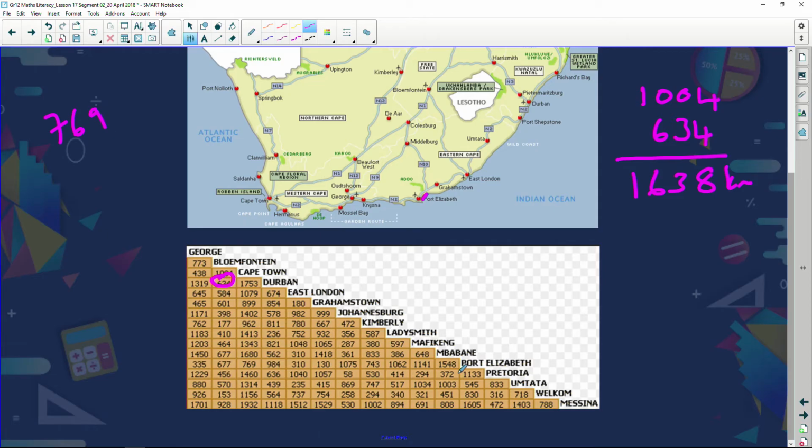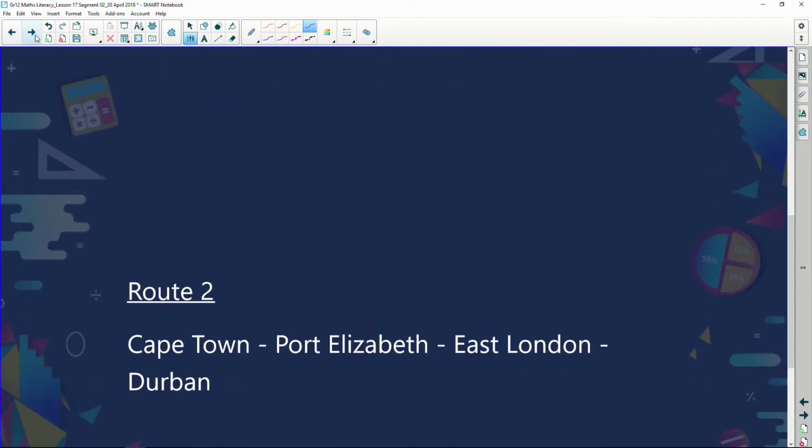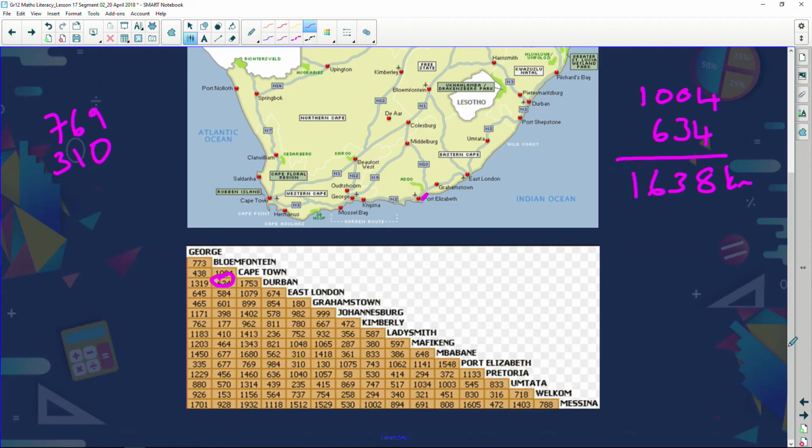Then we're going from Port Elizabeth to East London. East London runs down, Port Elizabeth goes across, and it's 310 kilometers. Now, from East London, we said we are going straight on to Durban, is it? Yes, East London to Durban. So from East London, we're going to Durban, Durban over here, East London, 674 kilometers.